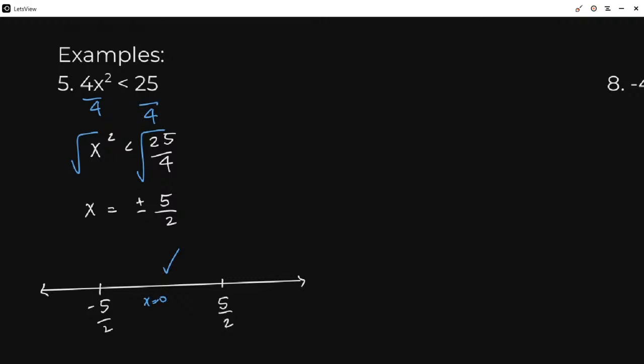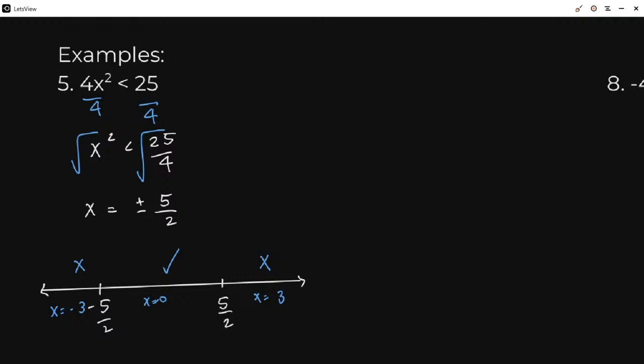Now we'll also have to find one in this section. So it has to be a number where x is greater than 5 over 2. So I'll pick 3. If I plug 3 into the equation, I would get 4 times 3 squared. 3 squared is 9, so 4 times 9 is 36. And 36 is not less than 25, so that side doesn't work. And then for the left, I would plug in negative 3, and this again would get you 36, so this one would not work either.